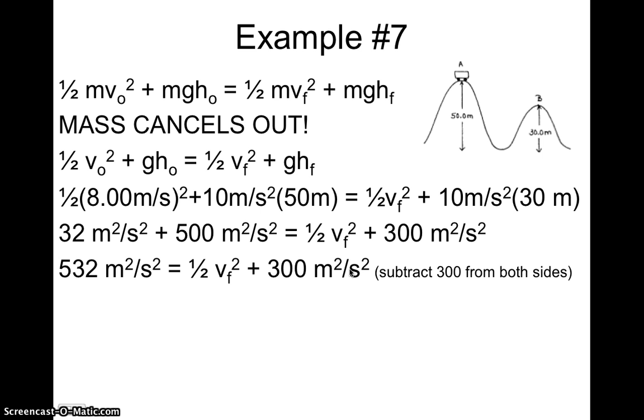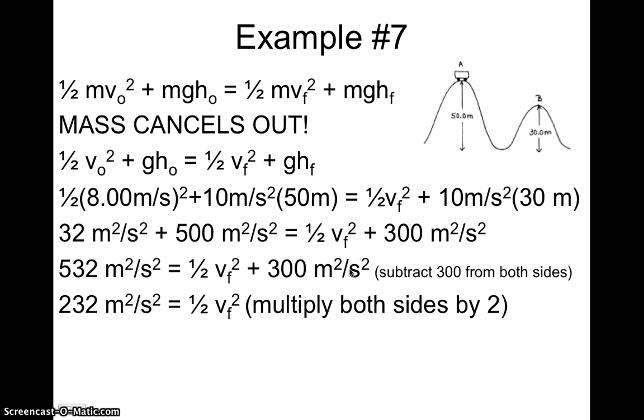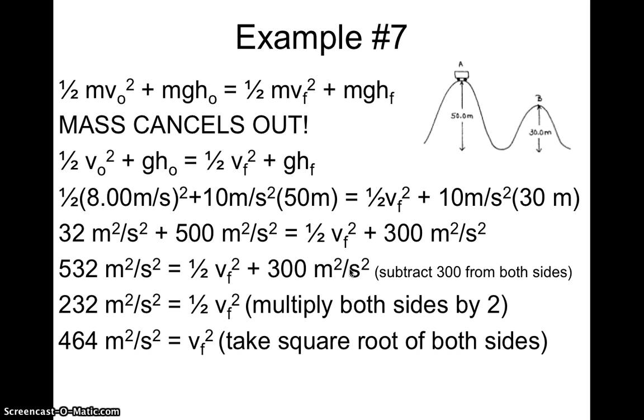We subtracted 300 from both sides. You end up with 232 is equal to 1/2 Vf squared. Multiply both sides by 2, and then finally take the square root of both sides, and we see that that hot dog cart is going about 21.5 meters per second on top of the second hill.